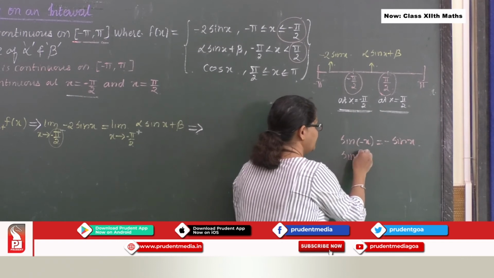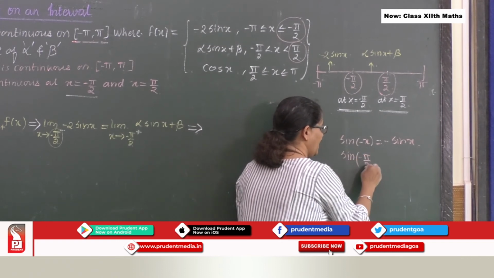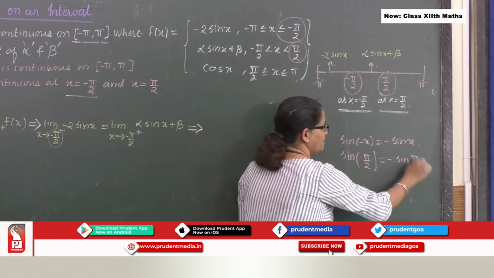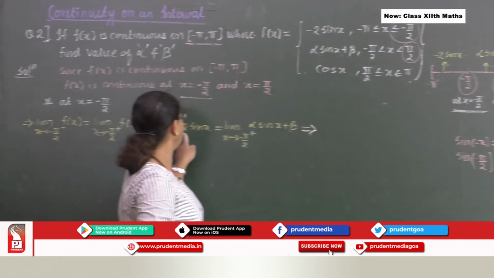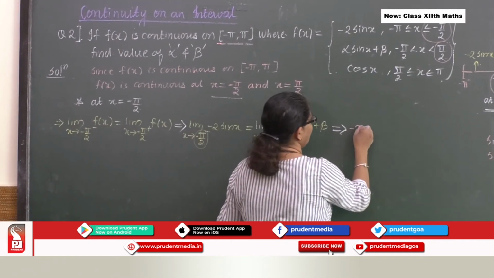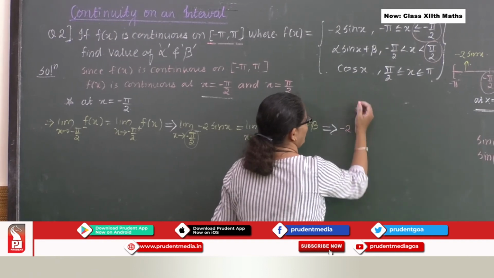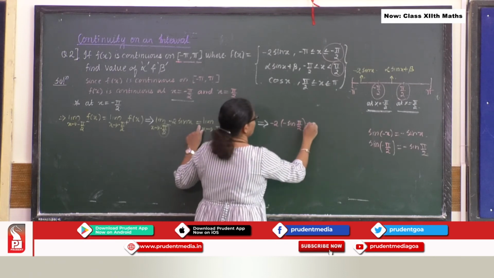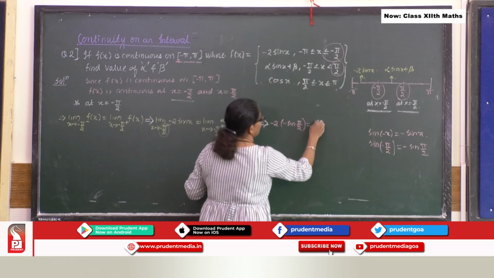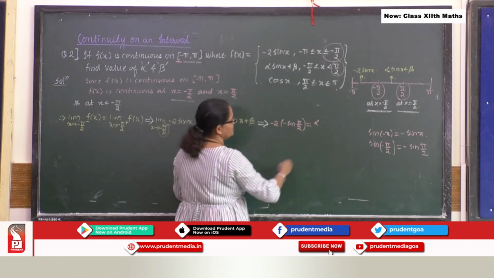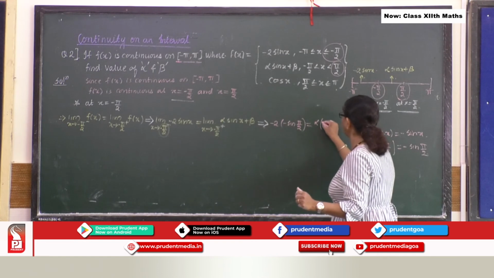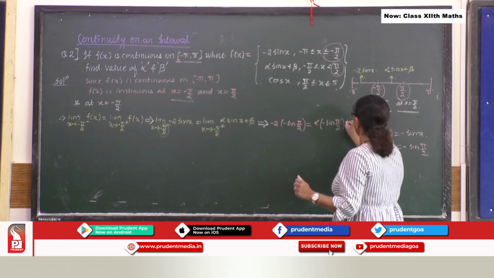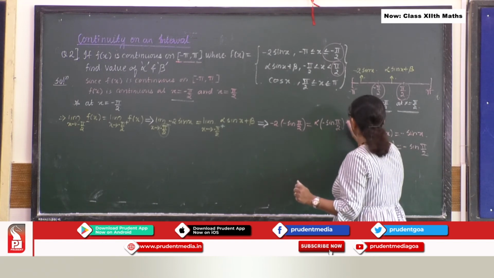So if you have minus pi by 2, what will happen? It is minus of sine pi by 2. Perfect. So here what I am getting is minus of 2 times minus sine pi by 2, equal to alpha, again the same situation. So I am saying it is alpha times minus sine pi by 2 plus, sorry, plus beta.